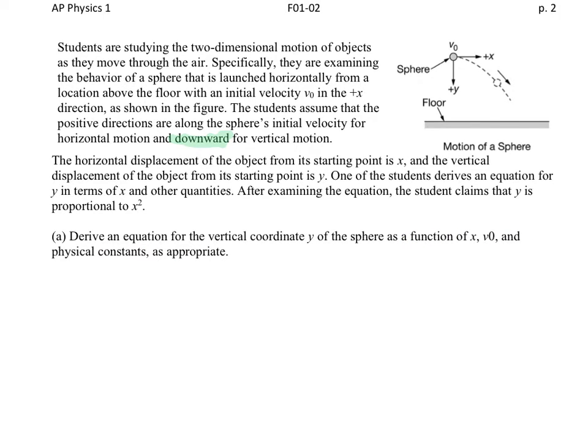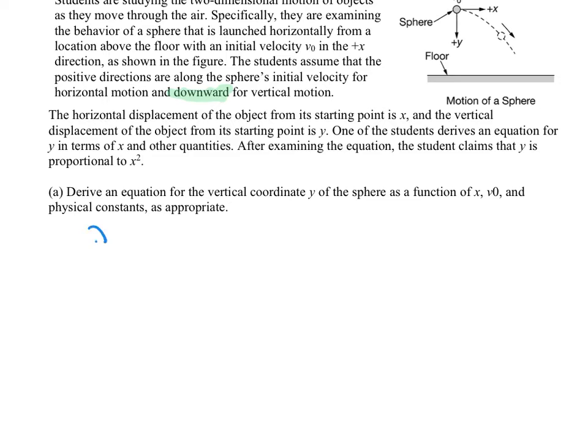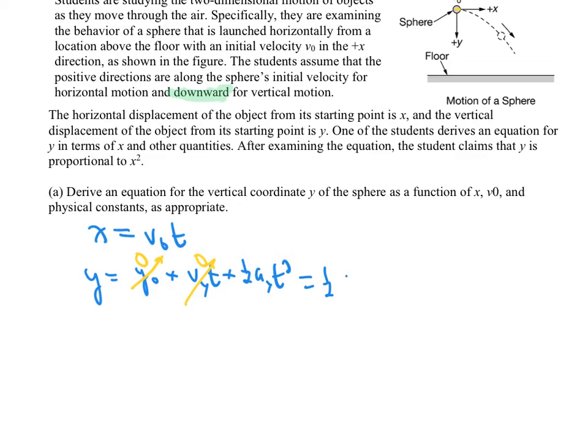physical constants as appropriate. Well, we know that horizontally we have that x is just going to be v0 times the time, where t is the time to hit the ground. And we know that vertically y is going to be its initial position plus the velocity in the y direction times t plus 1/2 times the acceleration in the y direction times t squared. But, and this is sort of important, we know that y initial is 0 because we're going to start our coordinate system here. And we know that vy at the start is 0. And so we end up with y is just 1/2 times g times t squared.